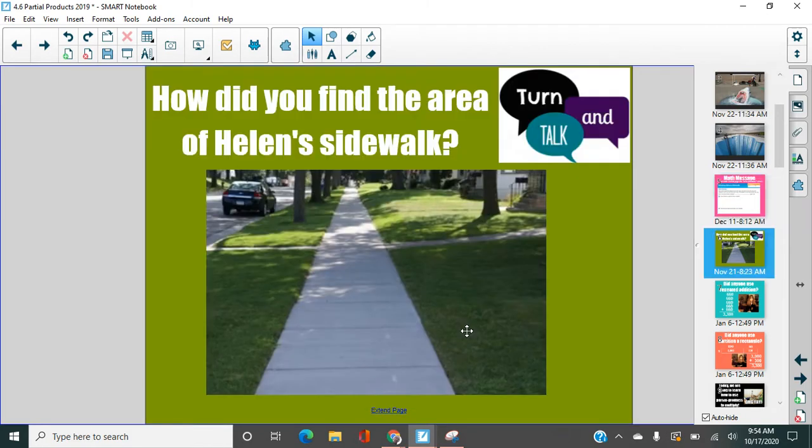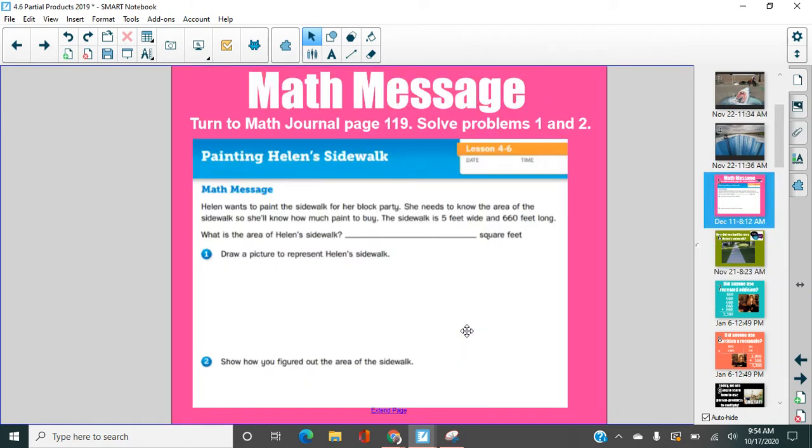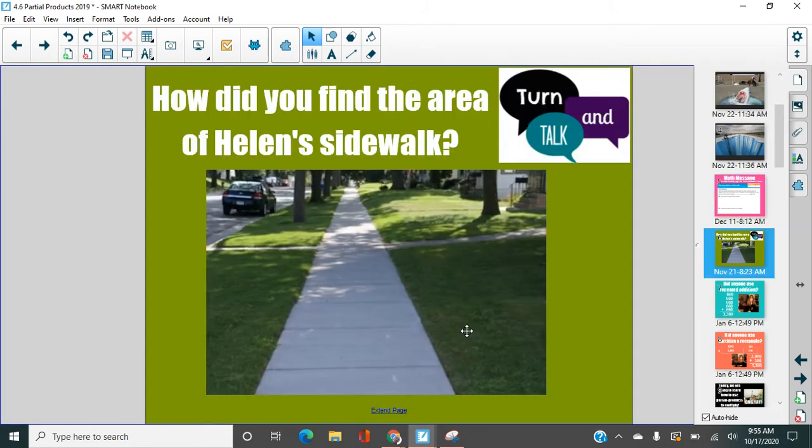All right. So, how did you find the area of Helen's sidewalk? So, what did you try? What did you do for our math message problem?